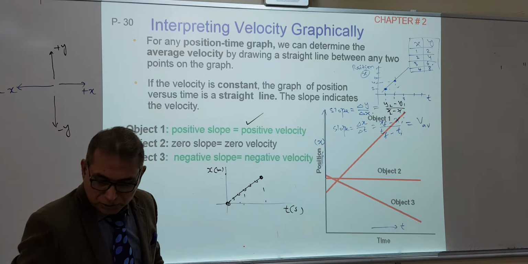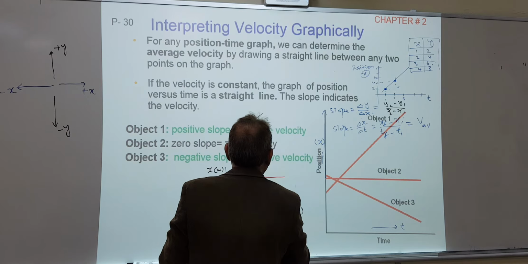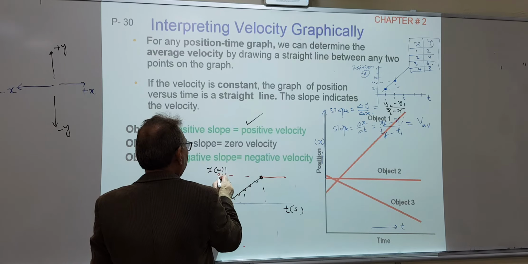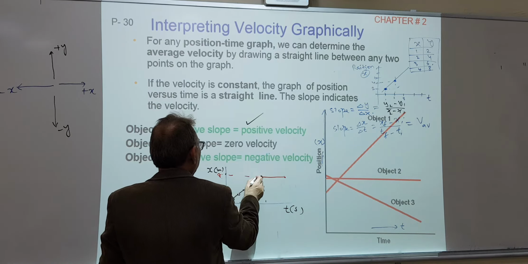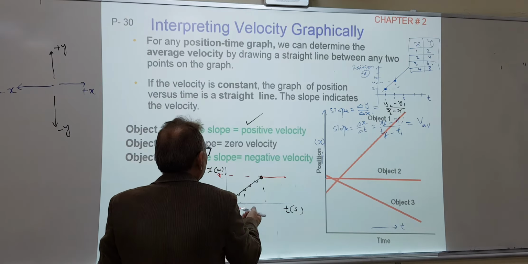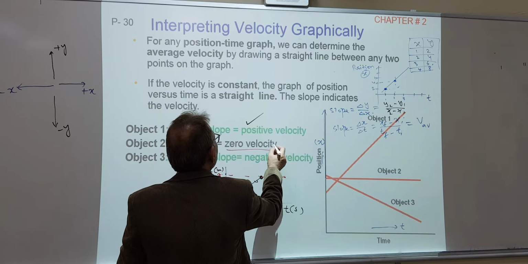If you have, for example, a line like this one, you see this is the final position. For example, I say 8 minus initial, again the same position, 8 minus 8, 0. That's right. So 0 divided by whatever time you have, you will get 0. So 0 velocity means 0 slope.